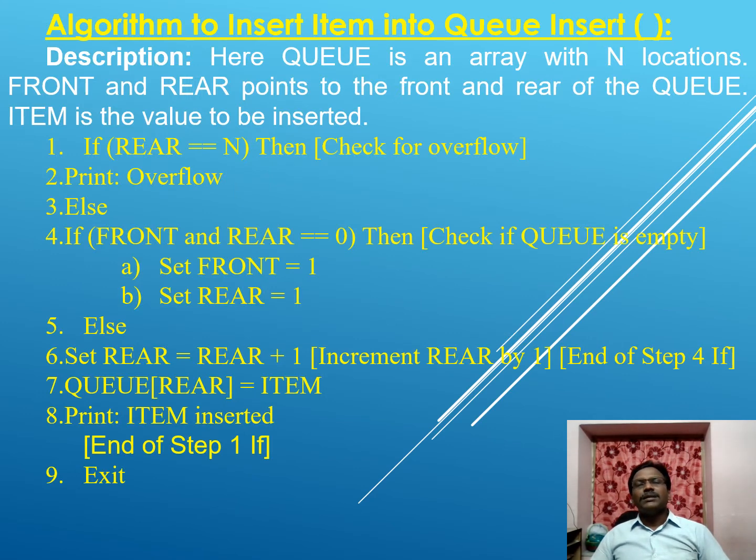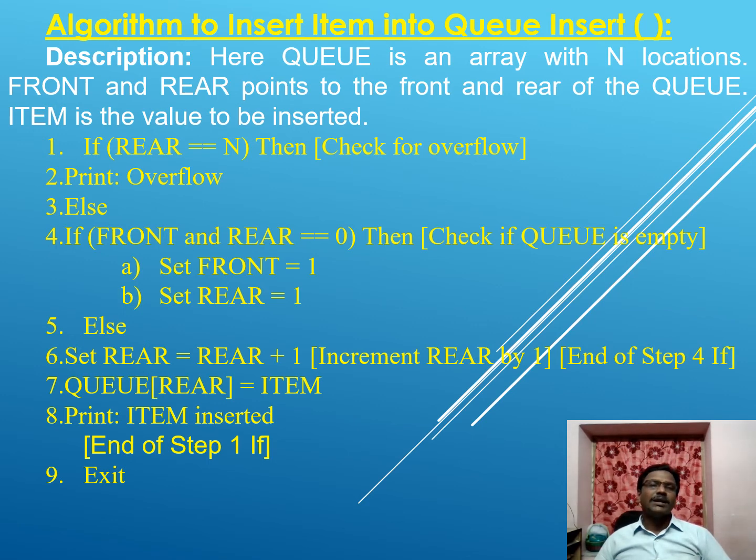Next, the algorithms for insert and delete: the insert is enqueue and the delete is dequeue. First of all, the algorithm to insert an item into the queue. Here, the queue is an array of n locations, and front and rear point to the front and rear of the queue. Item is the value to be inserted.